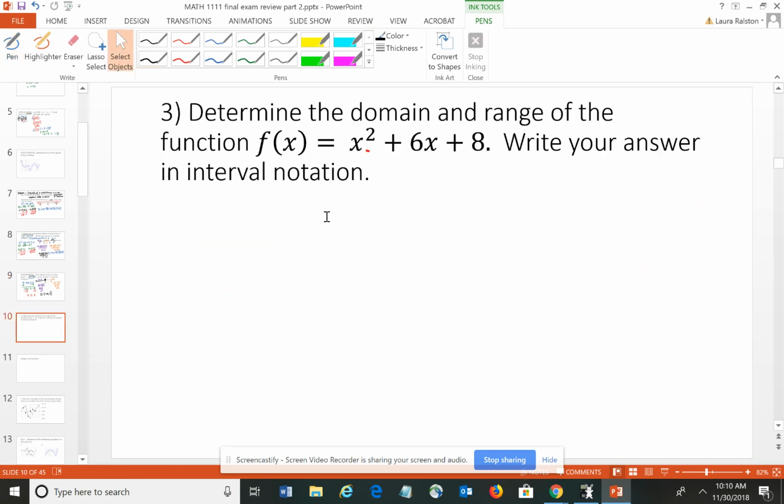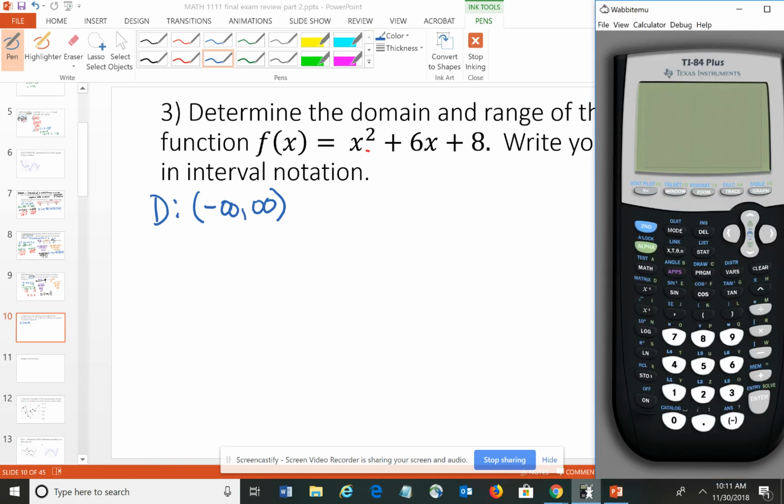Okay, one more. It says determine the domain and the range of the function f of x equals x squared plus 6x plus 8. Well, I notice in this particular problem, when I first look at it, it does not involve a rational function. It doesn't have a fraction, and it doesn't have a radical. So I know that the domain then is going to be -infinity to +infinity, which is the case for any quadratic function. I also know I haven't actually graphed it.